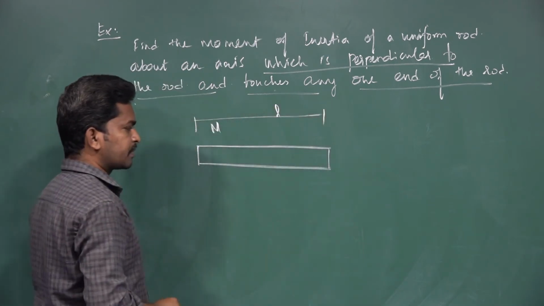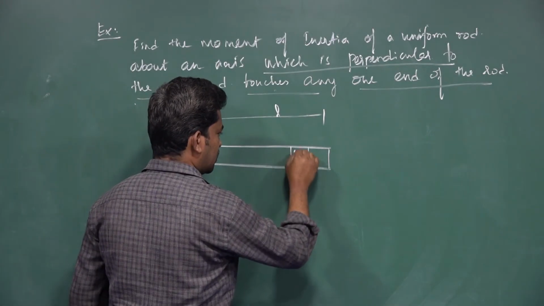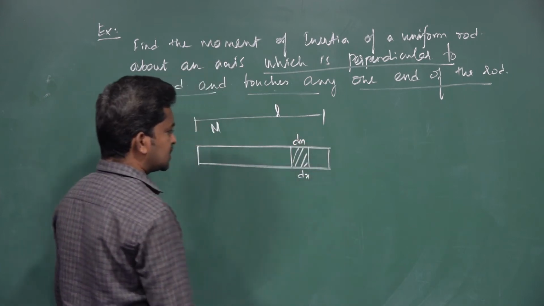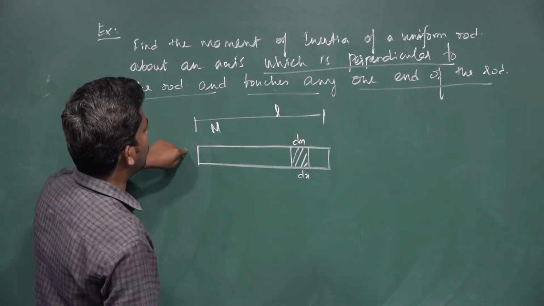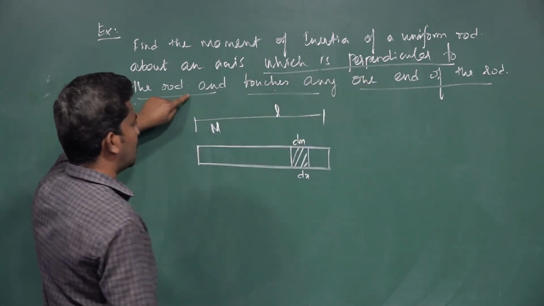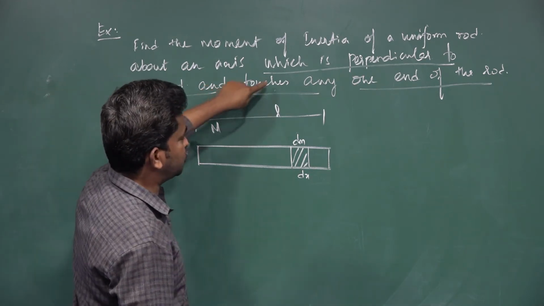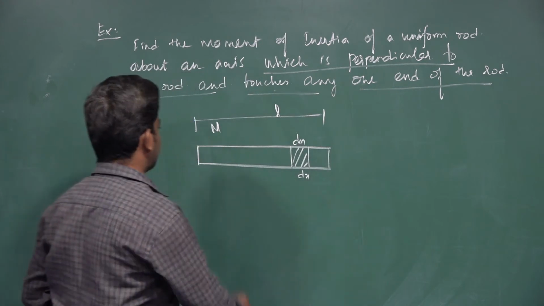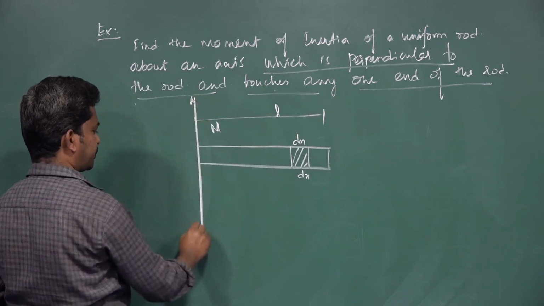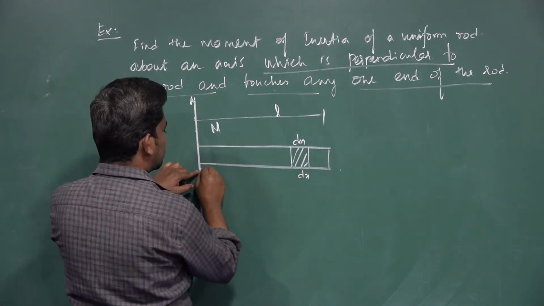You know well, I want to take a small mass dm over a distance dx, but the axis is placed, and this is very important, perpendicular to the rod. Perpendicular to the rod, not parallel, and touching any one end of the rod. This is axis AB. Now we will take the limits over the overall length, that is, 0 to L.